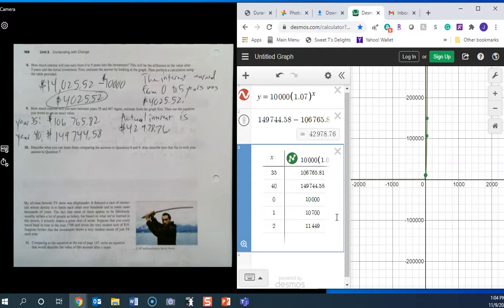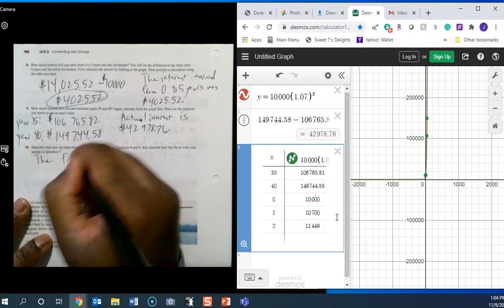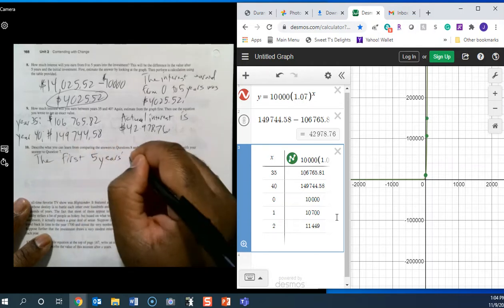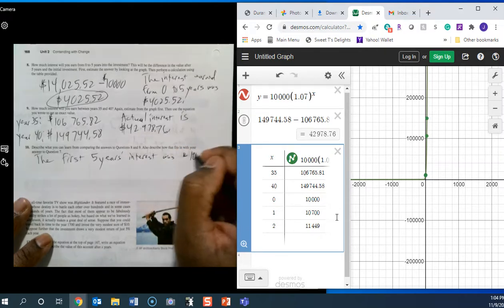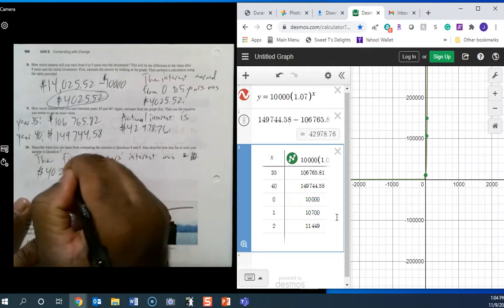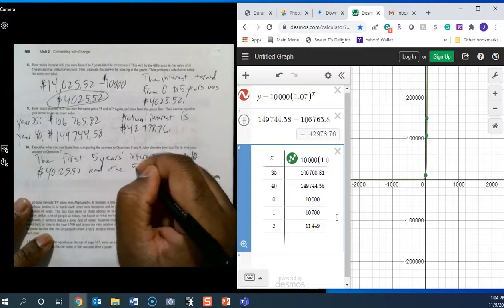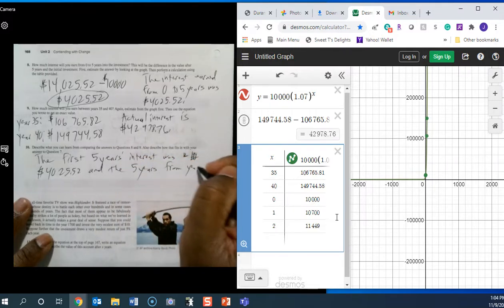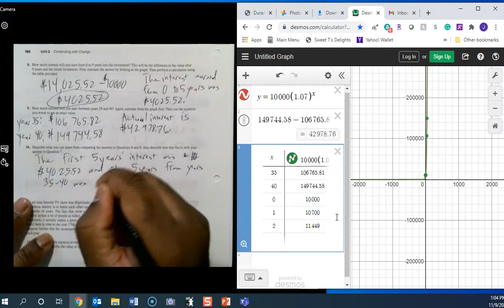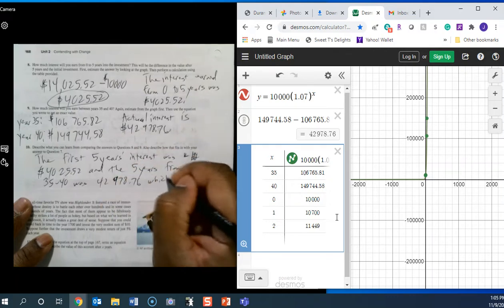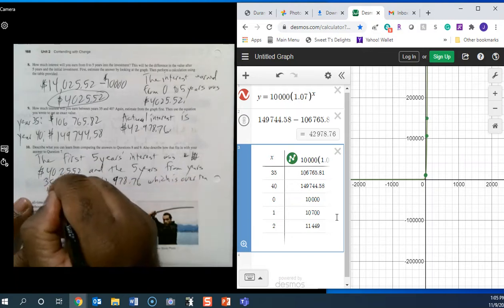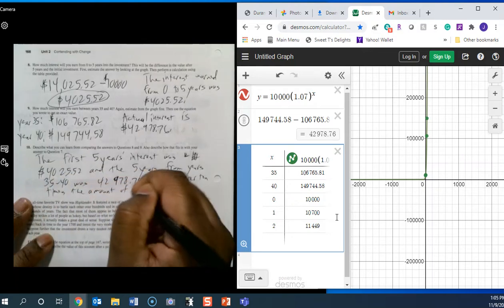Now, number 10, it says describe what you can learn from comparing the answers to question 8 and 9. Also describe how that fits in with your answer to question 7. The first 5 years interest was $4,025.52, and the 5 years from years 35 to 40 was $42,978.76, which is over 10 times the amount of interest.